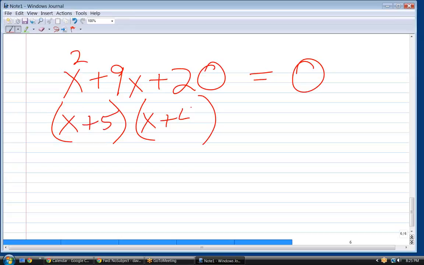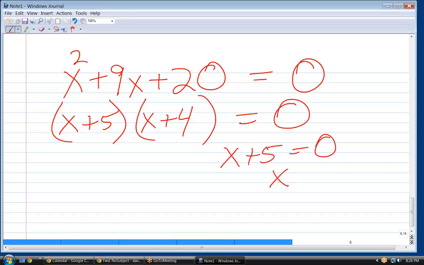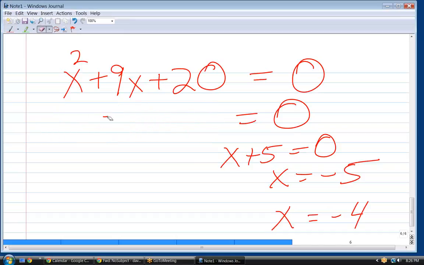Correct. So now that whole thing is equal to 0. And then you can just break it apart. So x plus 5 is equal to 0. Then x is equal to negative 5. And then x plus 4 is equal to 0, and then x is equal to negative 4. Okay. Yeah.